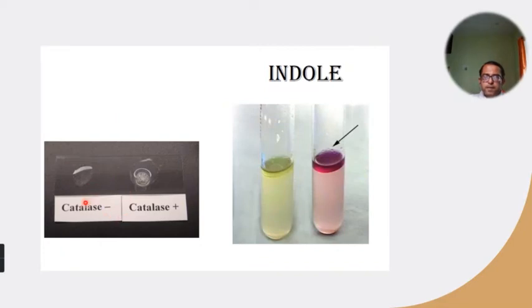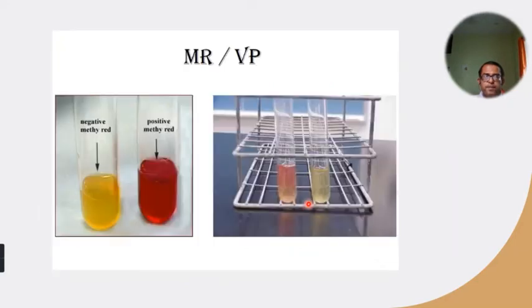This is the catalase test. This is the catalase test negative. This Staphylococcus aureus shows the catalase test positive. This is the indole test. If this kind of ring is observed here, then it is positive. But this indole test is a negative test for Staphylococcus aureus.